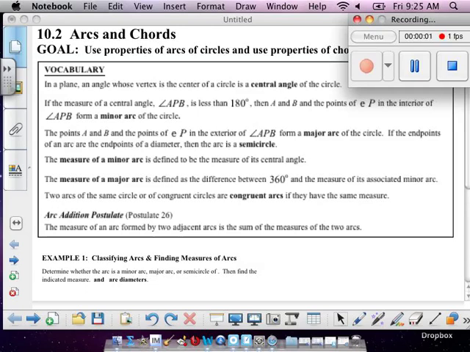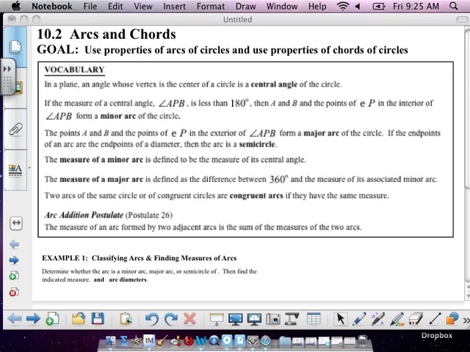So, ladies and gentlemen, we are doing 10.2 and 11.4. They do go together. They both have to do with arcs. We're talking about arcs and chords for this. A minor arc is under 180. A major arc is over 180. And a semicircle is exactly 180.